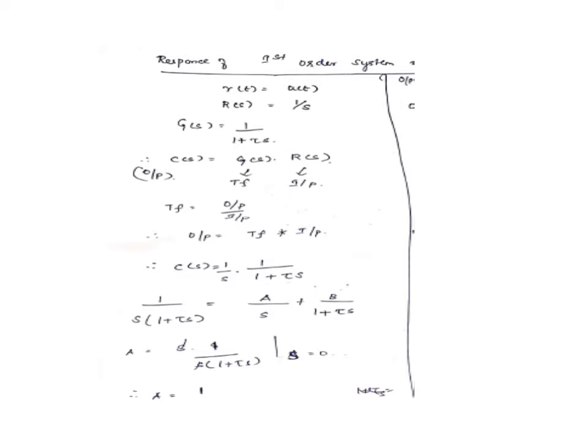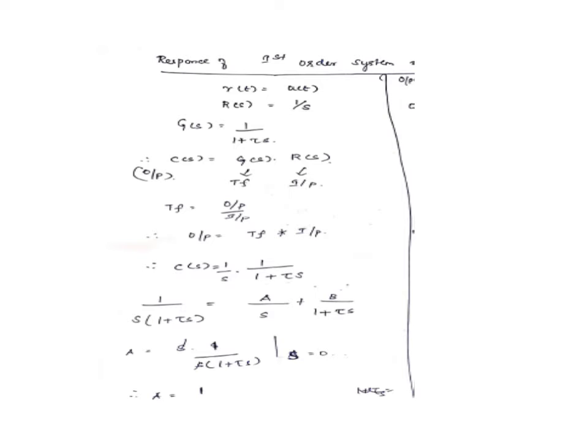Okay, right? But then G of s equal to 1 by 1 plus tau s, and C of s equal to G of s into R of s, where C of s is the output, G of s is the transfer function, and R of s is the input. Therefore C of s equal to 1 by s into 1 by 1 plus tau s. And the left side, 1 by s into 1 plus tau s, is equal to, by partial fractions, a by s plus b by 1 plus tau s.